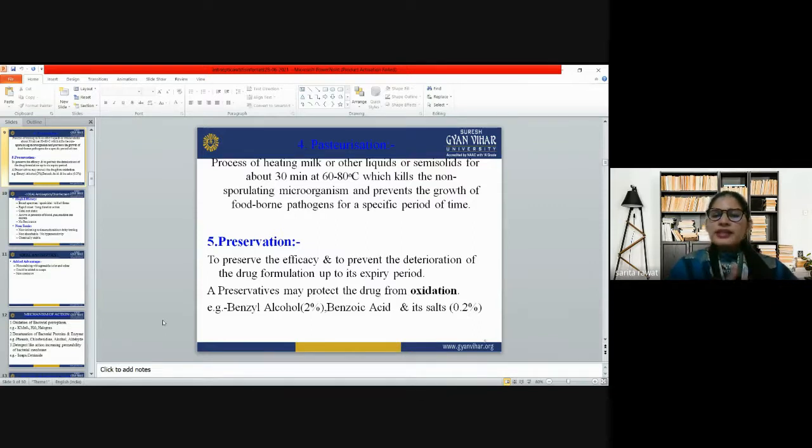Okay, so a preservative may protect the drug from the oxidation process. For example, benzyl alcohol 2%, benzoic acid and its salt 0.2%. So these are some examples of preservatives that are used in different kinds of formulations to preserve them till their expiry period.